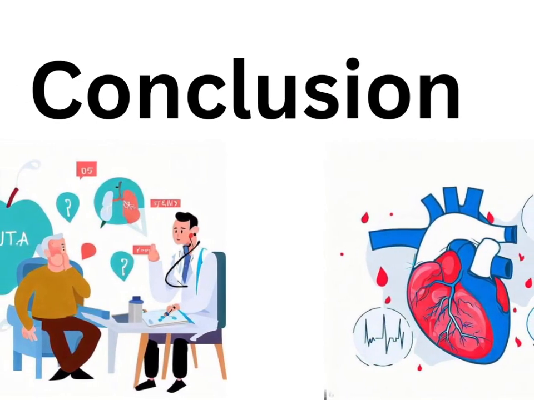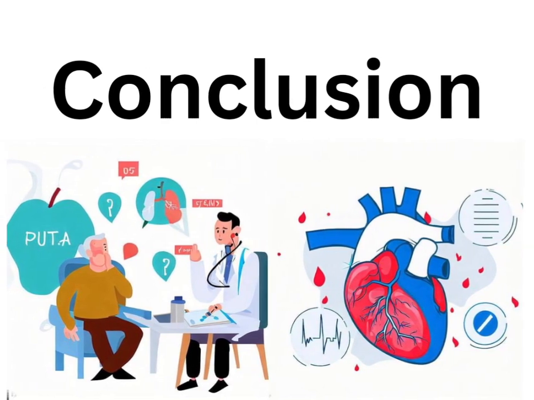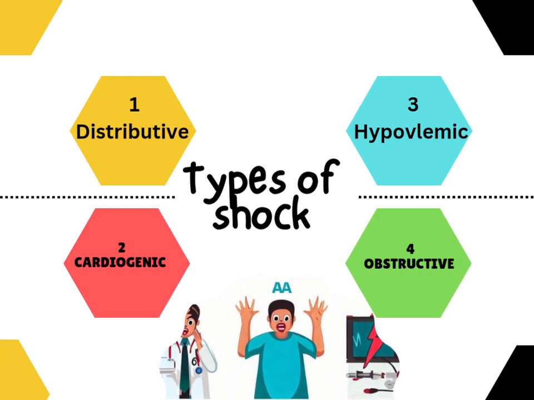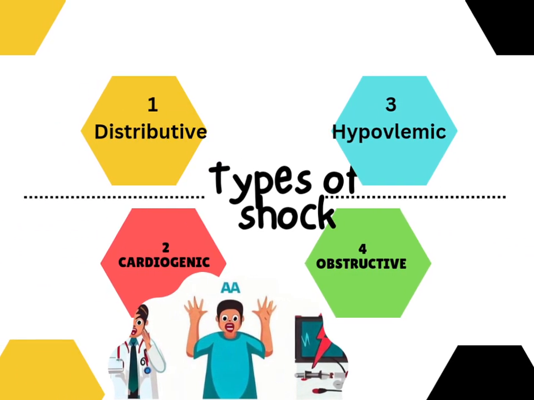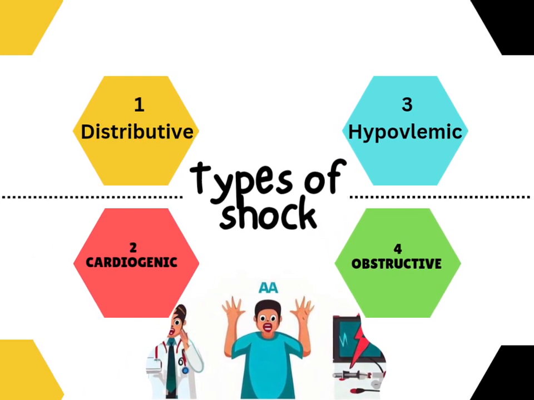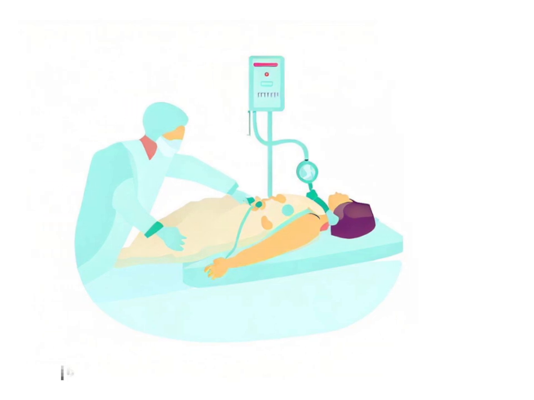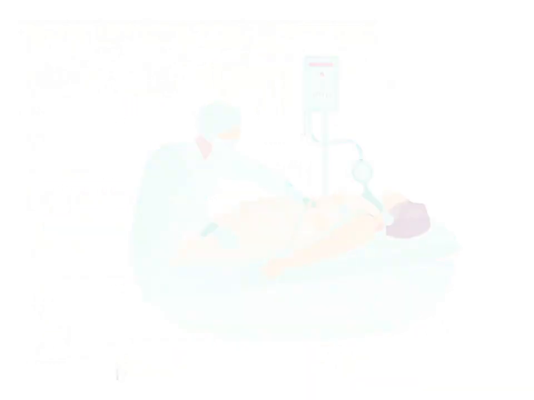Conclusion. Shock encompasses a state of cellular and tissue hypoxia resulting from various factors. We have discussed the types of shock, including distributive shock, cardiogenic shock, hypovolemic shock, and obstructive shock. Understanding these types and their underlying causes is crucial for timely recognition and appropriate management. By staying informed, we can improve patient outcomes and make a positive impact in the field of medicine.